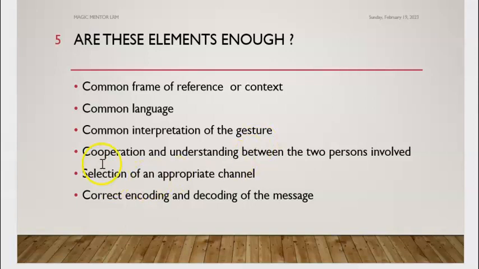The fourth one is very important. It's the cooperation and understanding between the two persons involved. The two persons here is the sender and the receiver. Doesn't necessarily mean two persons, it can be more than two. Fifth point is selection of an appropriate channel. For an effective communication, it's very important that I select an appropriate channel.